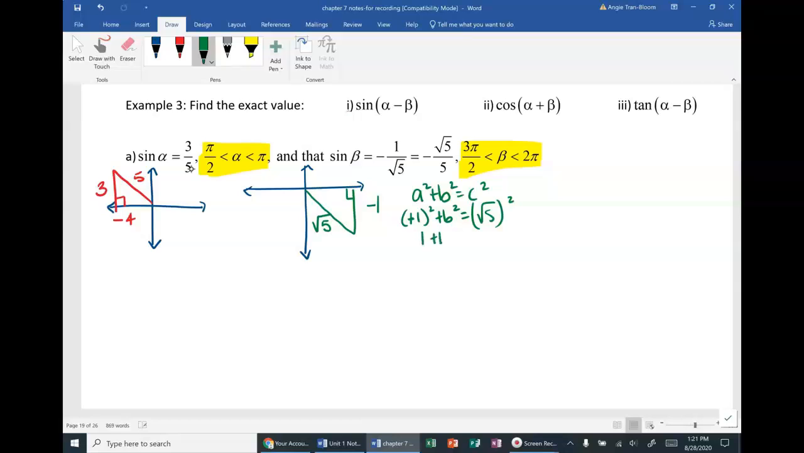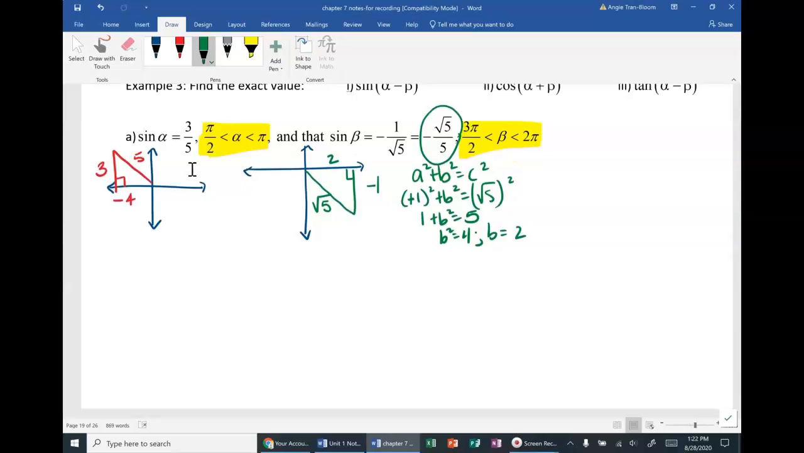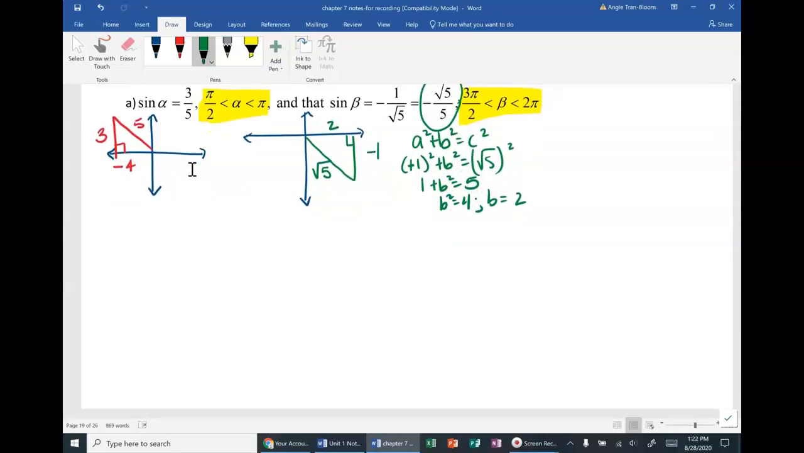So 1 plus b squared equals 5. So b squared equals 4. So b is going to be 2. So fill that in. Now, if you choose to use the radical 5, negative radical 5 over 5, it's going to give you the same exact answer. Now, let's move on to 1i.